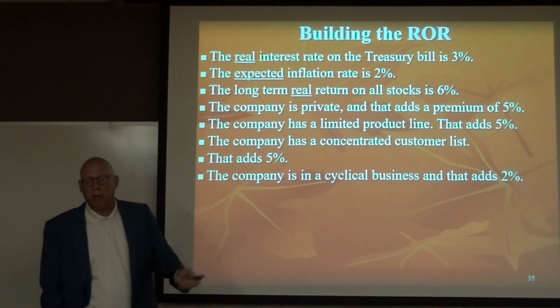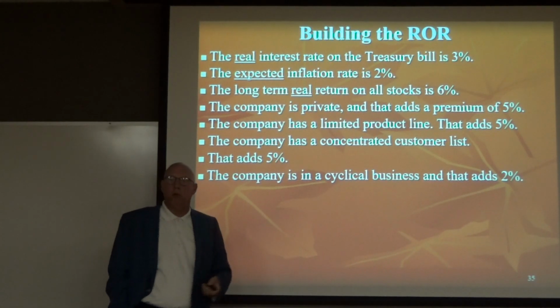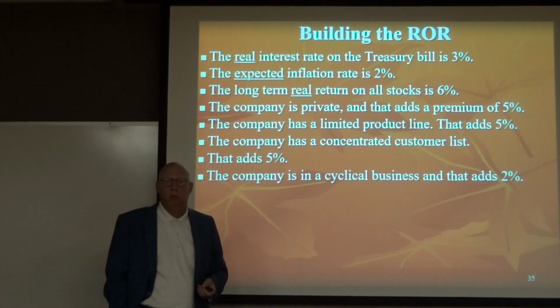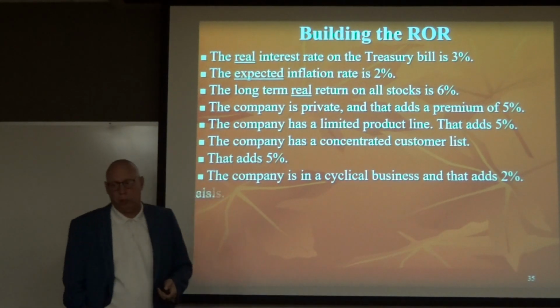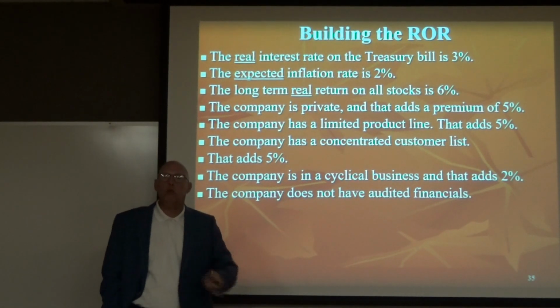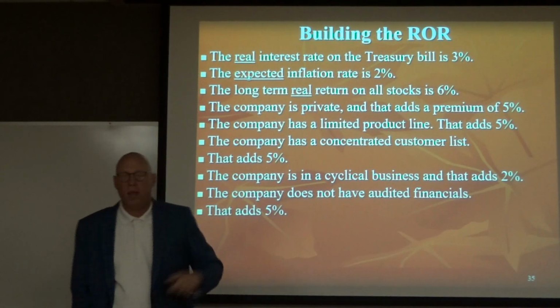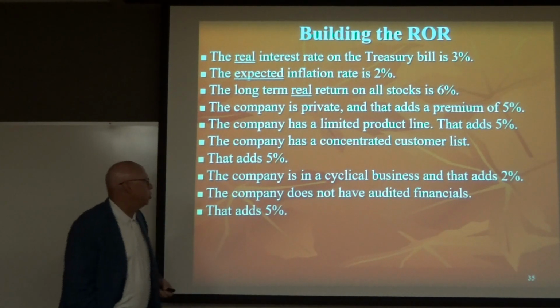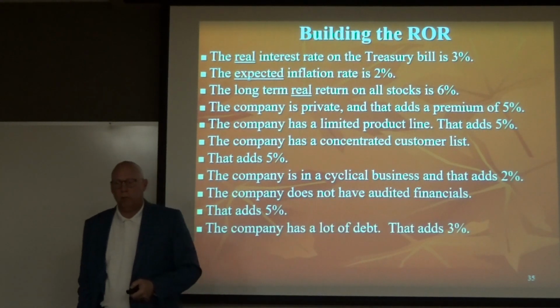Okay? The company is in a cyclical business, and that adds 2%. That means it ebbs and flows with the economy. Okay? As opposed to a stable business. So now we're at 23%. Okay? The company does not have audited financials, so you don't know if those financial statements are accurate. That adds another 5%. So where are we? 23, 28%. I think we're at 28%, something like that.